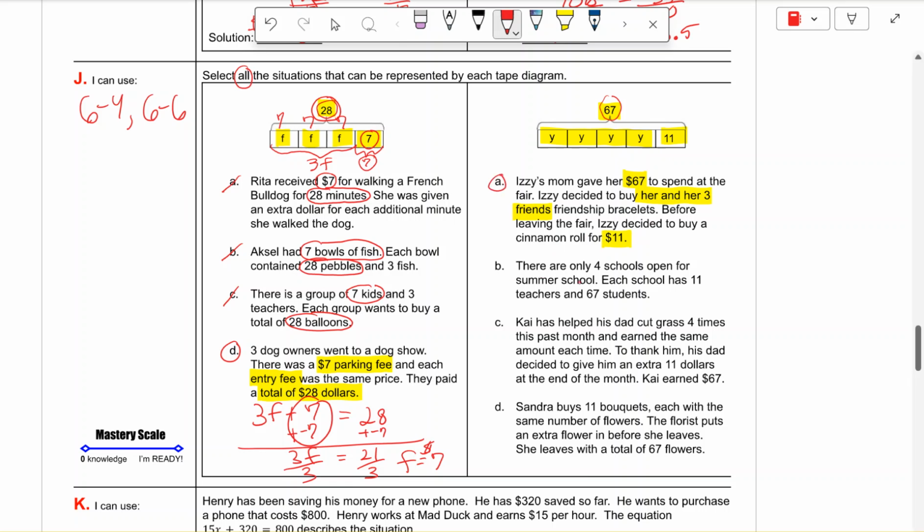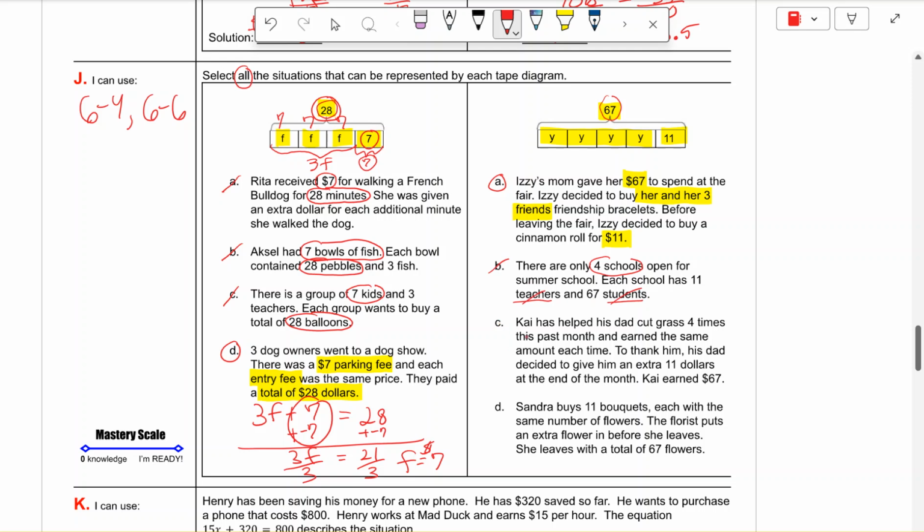On B, there are only 4 schools open for summer school. Each school has 11 teachers and 67 students. So the 4 schools you might think are the 4 Ys, but those are schools, and now the 11 is teachers and 67 is students, and we are crossing units here, and that's not going to work.